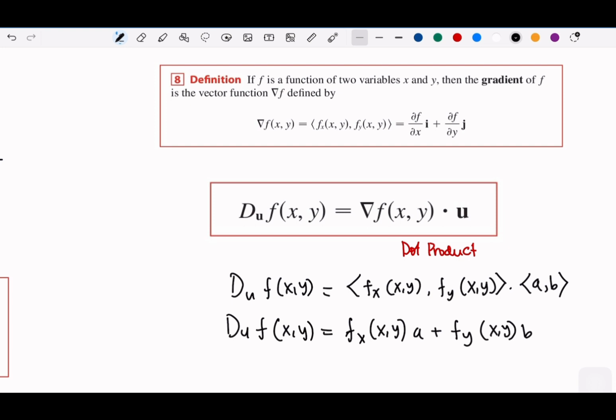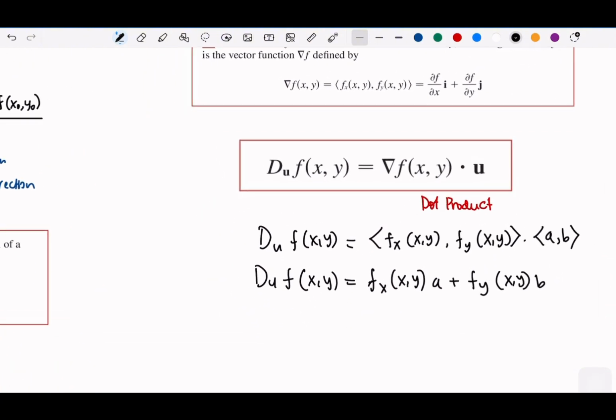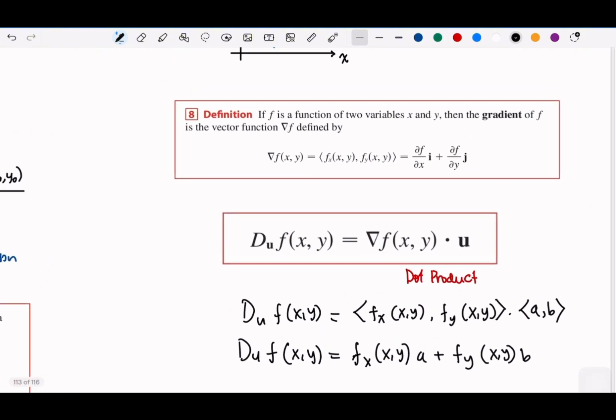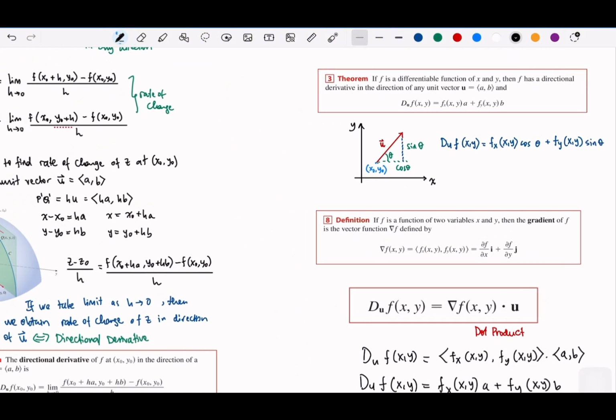So, let me give you an example. Okay, let me give you an example. Let me give you a really simple example.